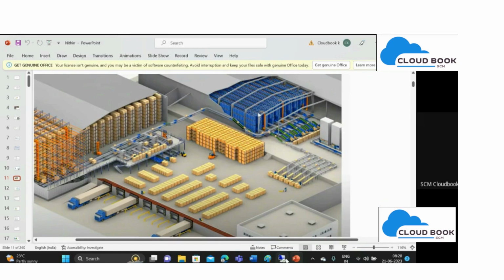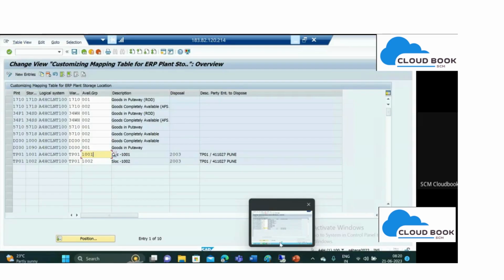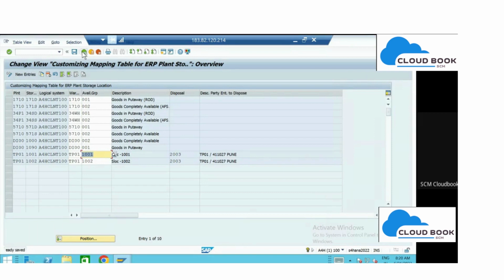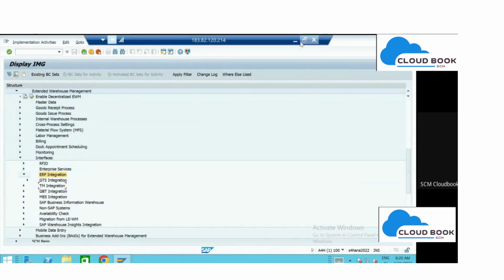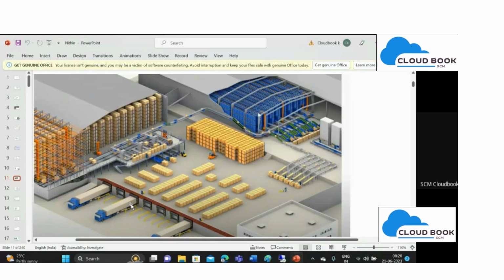So now what I will do is come to the system and show you the storage types, how to define storage types in EWM. As of now, this picture is clear to everyone. Any questions on this, on the layout part? So far, so good.